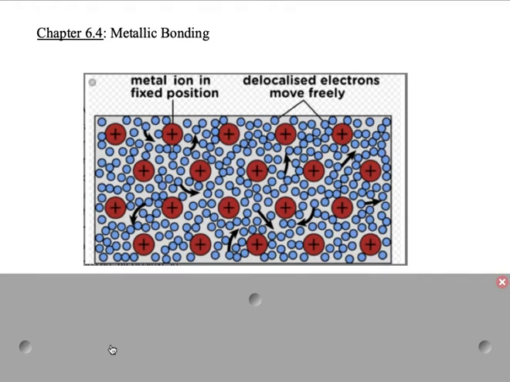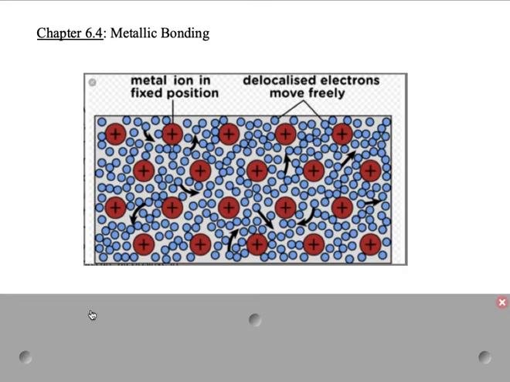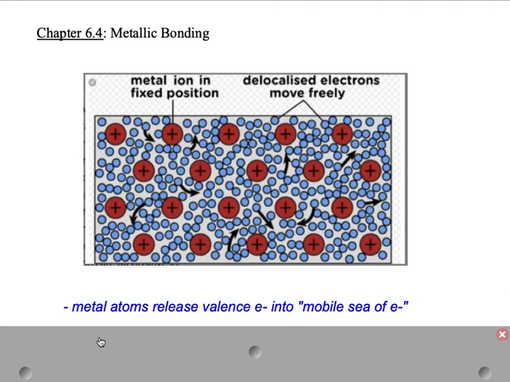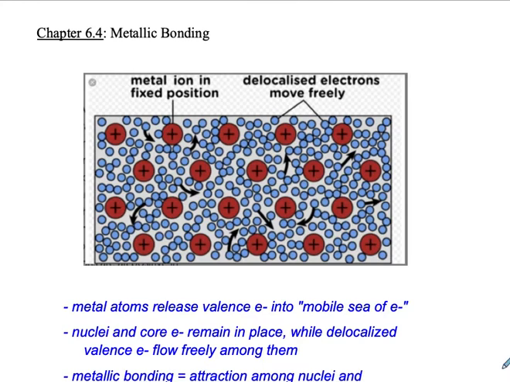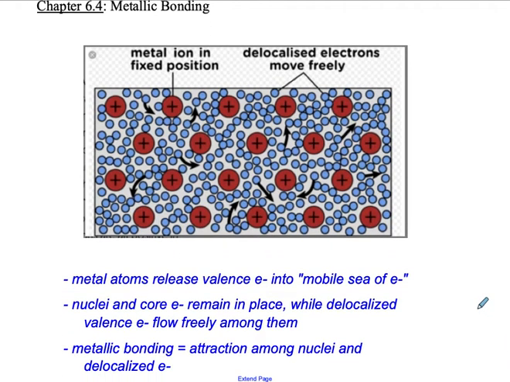Every textbook uses the same term to describe this. It's called the mobile sea of electrons model. So the metal atoms release their valence electrons into the mobile sea of electrons. The nuclei and core electrons, as indicated by the red circles with a plus sign in them, remain in place, while the delocalized valence electrons flow freely among them. And the metallic bonding is simply the electrostatic attraction among the nuclei and the delocalized electrons.